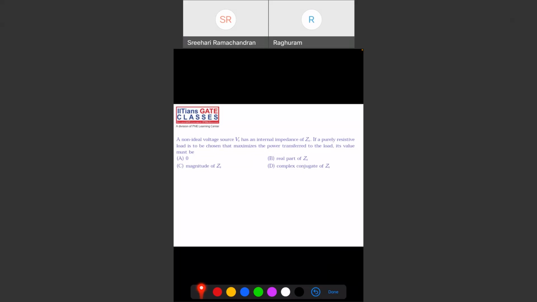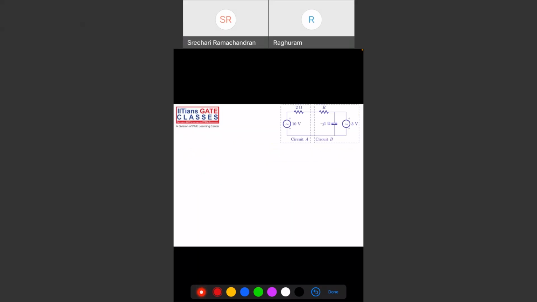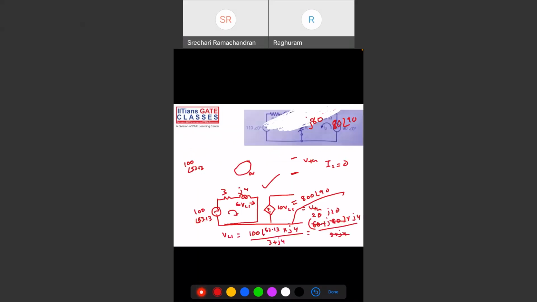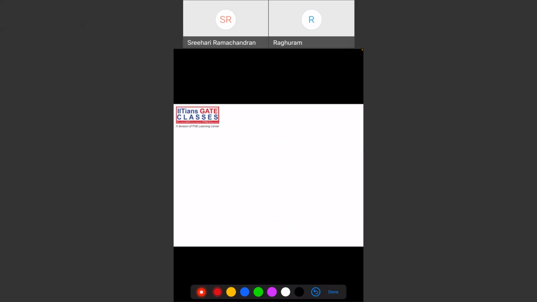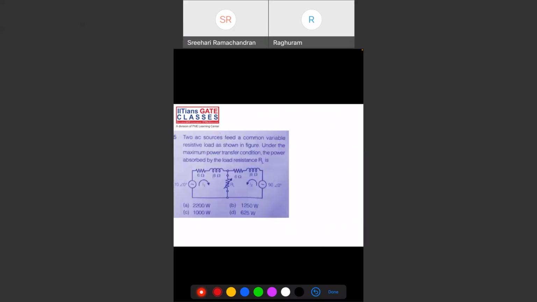See, the source has Vs and Zs and the load has only RL. For maximum power to be transferred, RL should be equal to the magnitude of Zs, if both are variable as given in this.